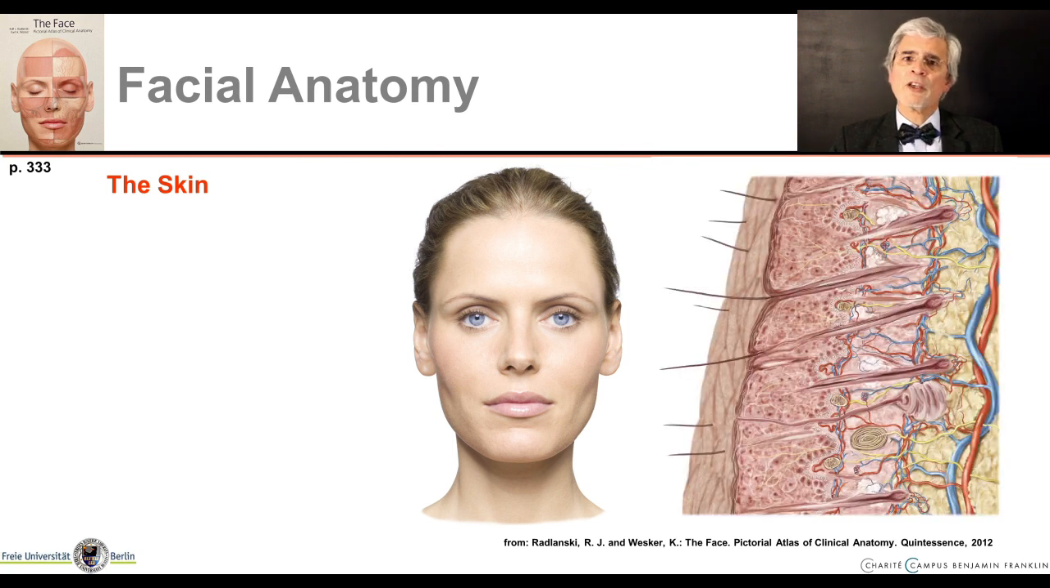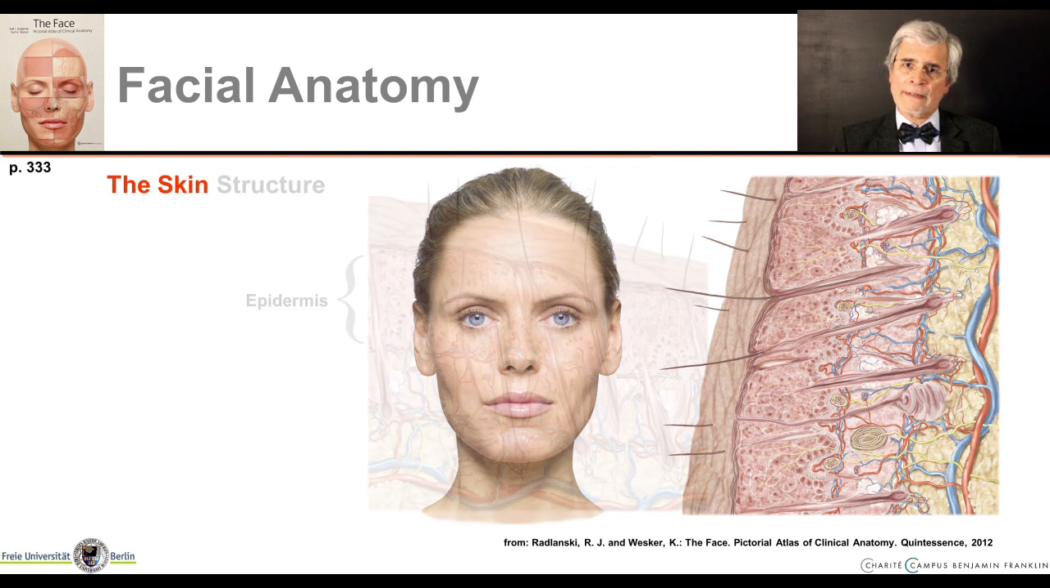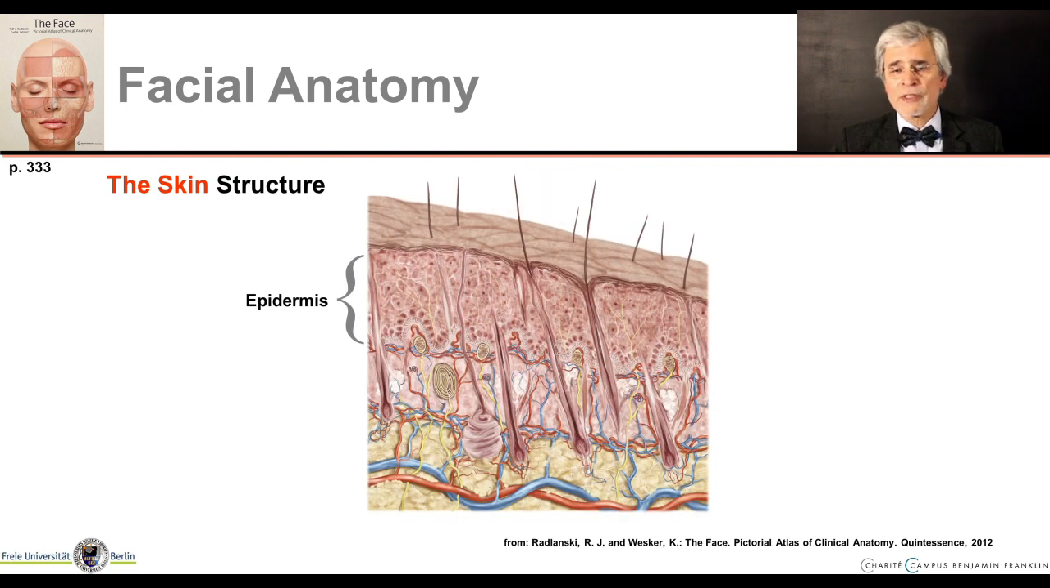Now let us take a quick look at the structure of the skin. The outermost layer is the epidermis. It consists of a squamous epithelium that becomes increasingly keratinized towards the surface. And in the deepest layer, there are the stem cells that constantly renew the skin. Details will be given later in the lecture on the oral mucosa. The principle is similar there.